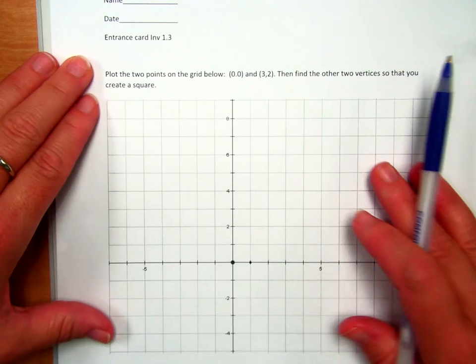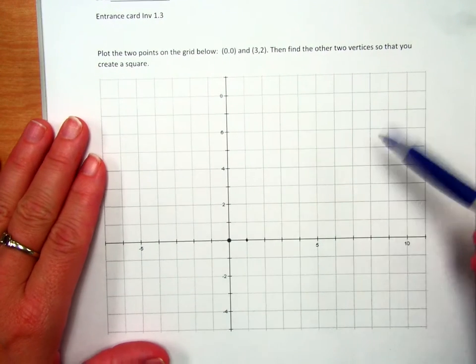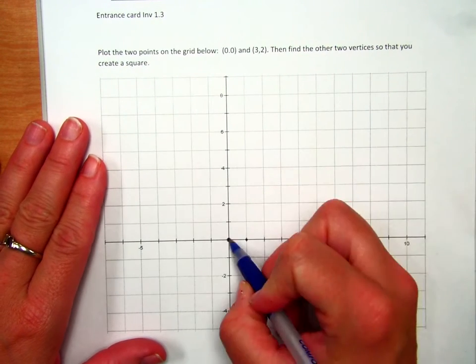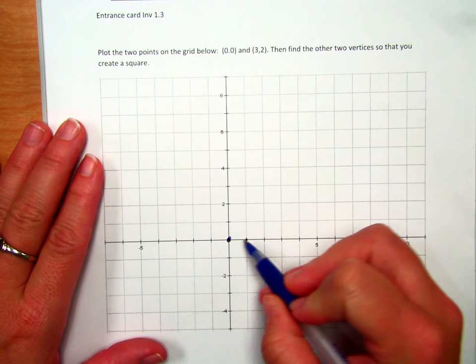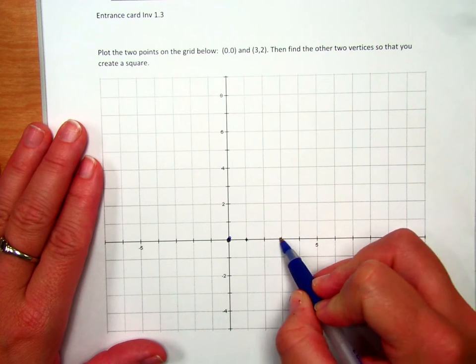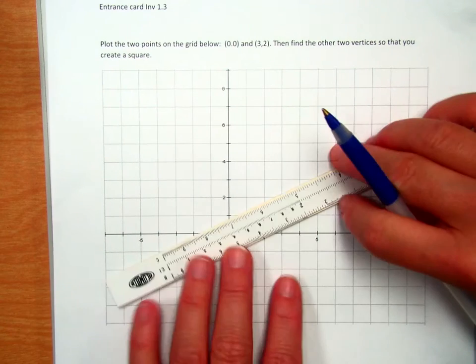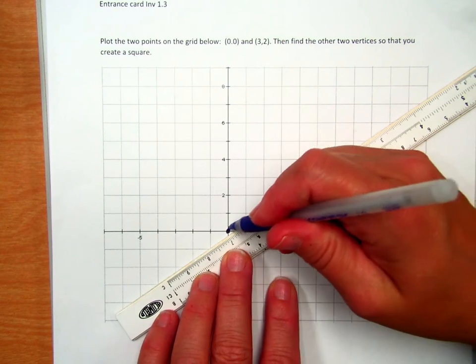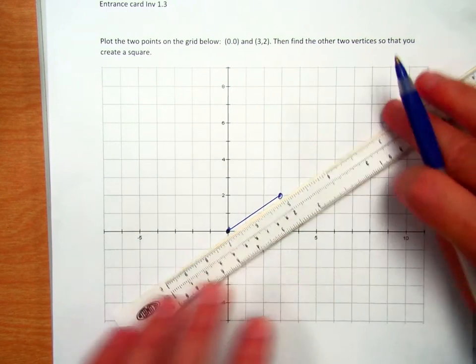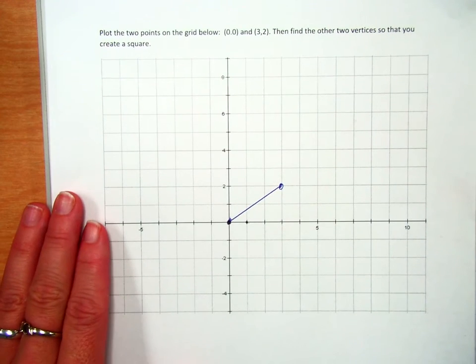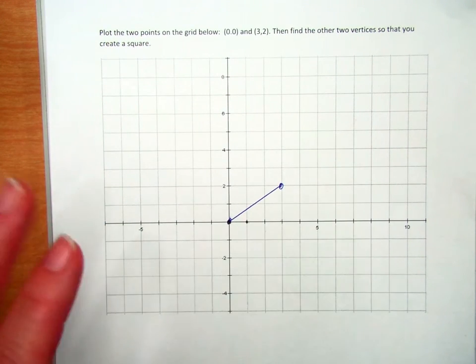Yesterday we had this entrance card that when you came in you had to take the points that were given: 0, 0, and 3, 2. So I went 1, 2, 3, 1, 2. And then using a ruler, I drew a line here, and then I said make a square. And then I walked around and I told all of you to go ahead and make a square.